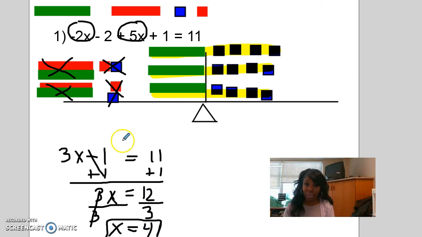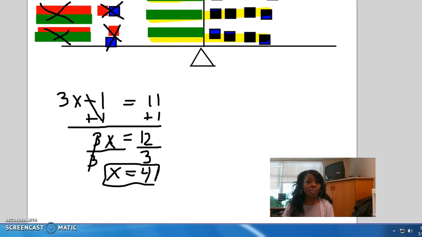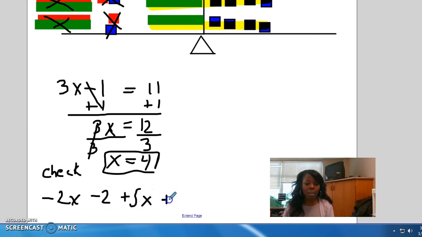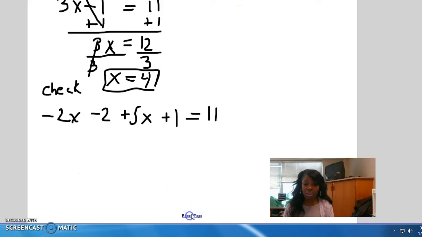Is x 4? Is that correct? Well, the way that we do our check is to rewrite our original problem: negative 2x minus 2 plus 5x plus 1. So let's rewrite that. Negative 2x, and let's write check. Negative 2x minus 2 plus 5x plus 1 equals 11. And what are we trying to figure out? We're trying to determine, is x in fact 4? I don't know. You guys hold up your boards. Here's my answer. Well, you're going to figure out for yourself by checking.